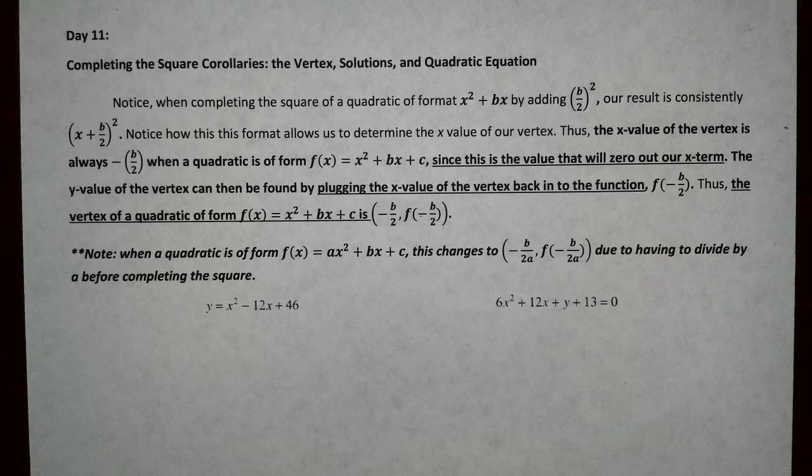Let's go ahead and dig into the curriculum. So today we're going to be talking about completing the square corollaries. Basically, these are consequences that come from completing the square. We're going to make some observations on the completing the square process and the outputs that it gives us, and be able to extrapolate some conclusions from this, kind of come to some bigger conclusions.